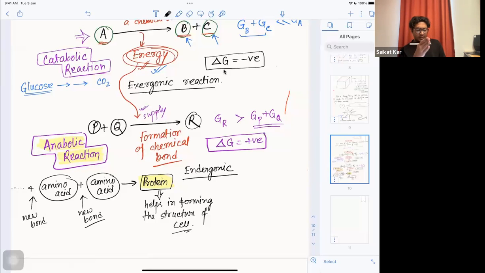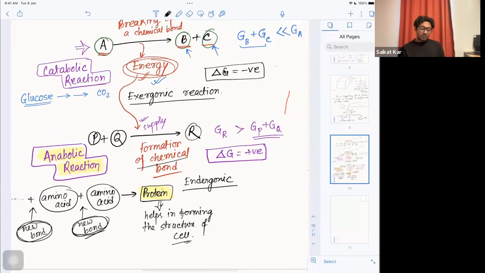Now, to make a protein, there should be a lot of amino acids, even thousands of amino acids. So amino acid and amino acid are reacting together to form a new bond between them. And to make a new bond, we know that for the formation of any chemical bond, we need a supply of energy. So we need a lot of energy supply, and it will be provided by ATP.